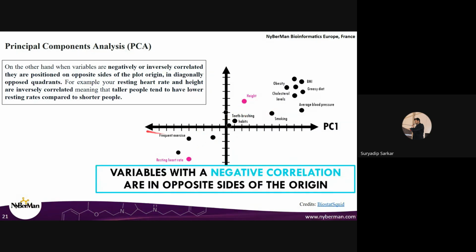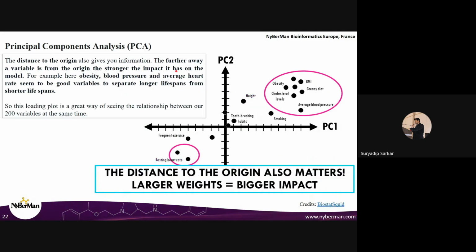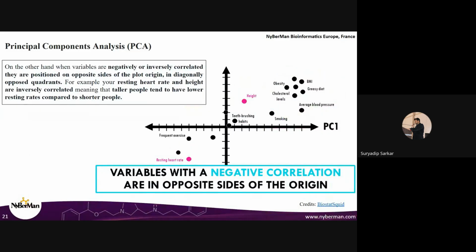Okay. So basically variables which are negatively or inversely correlated, right? What does that mean basically? That means if height increases, resting heart rate decreases. If resting heart rate increases, height decreases, something like that, right? So the variables tend to move in opposite directions. Increase in variable A causes a decrease in variable B, an increase in variable B causes a decrease in variable A, and vice versa. That is what inverse correlation or negative correlation is.